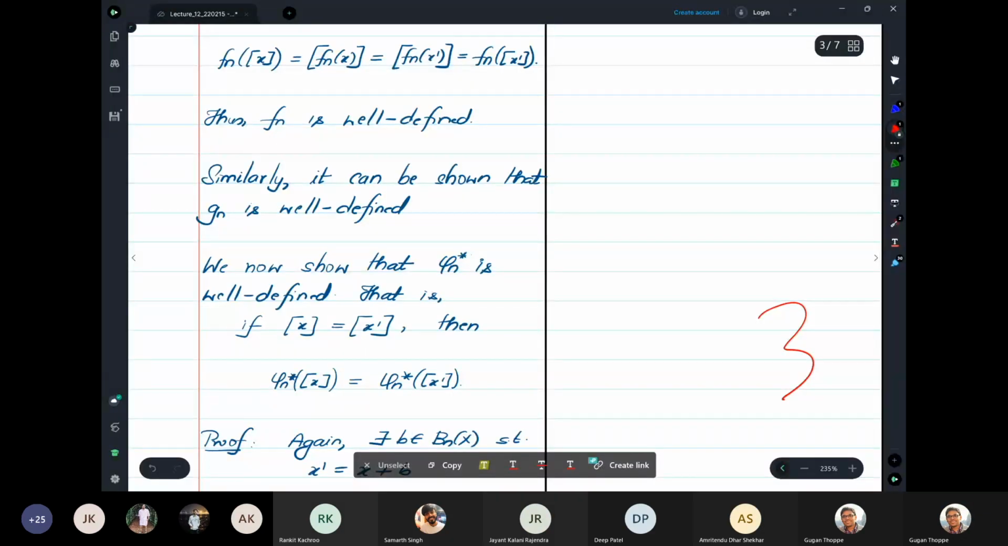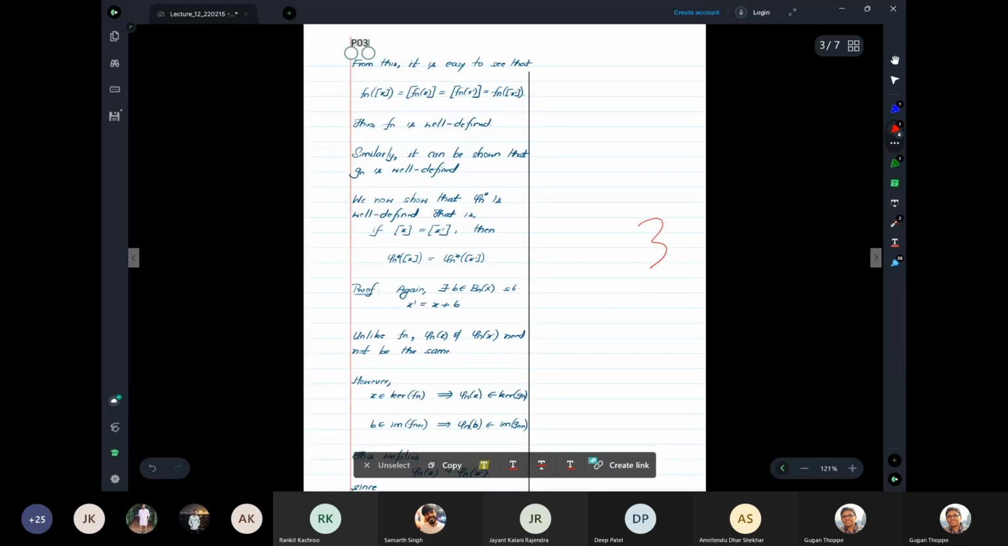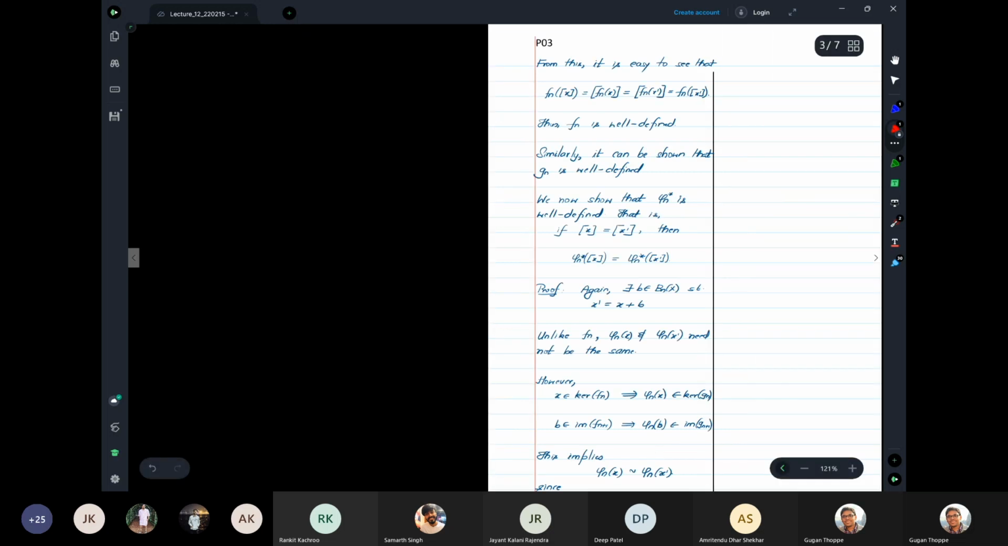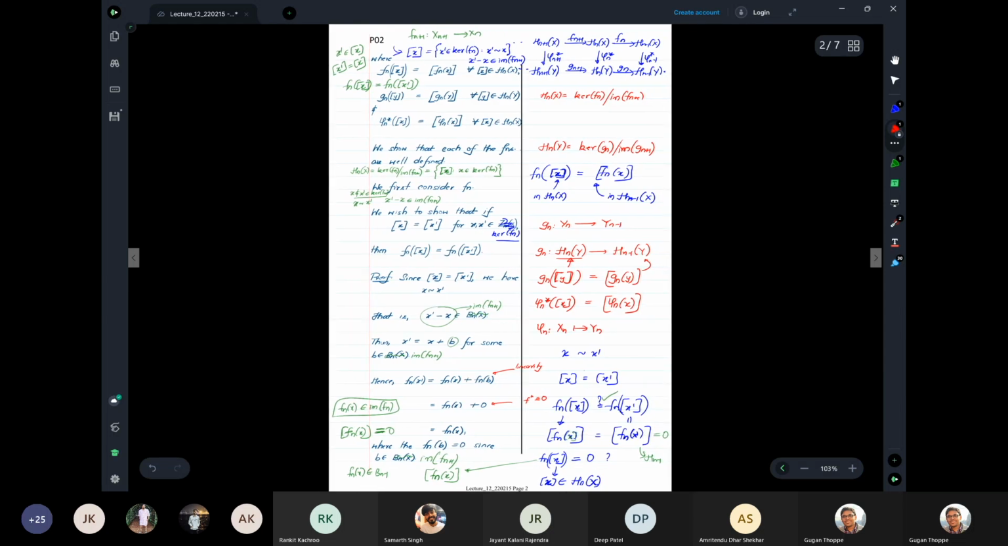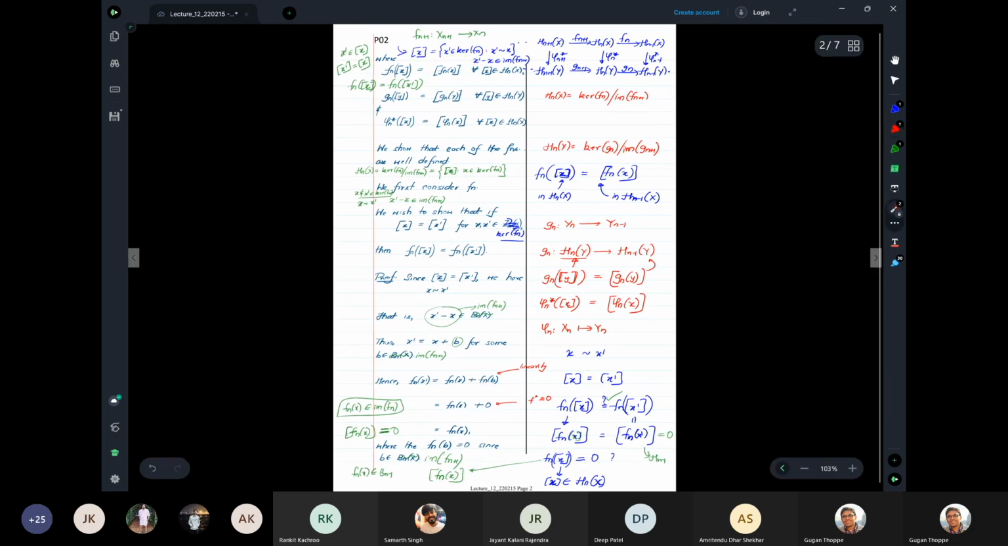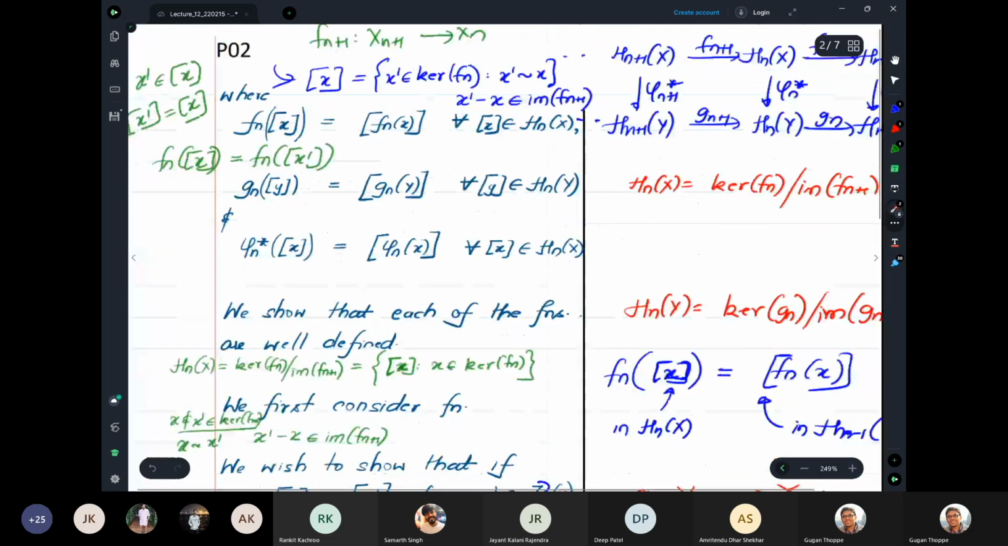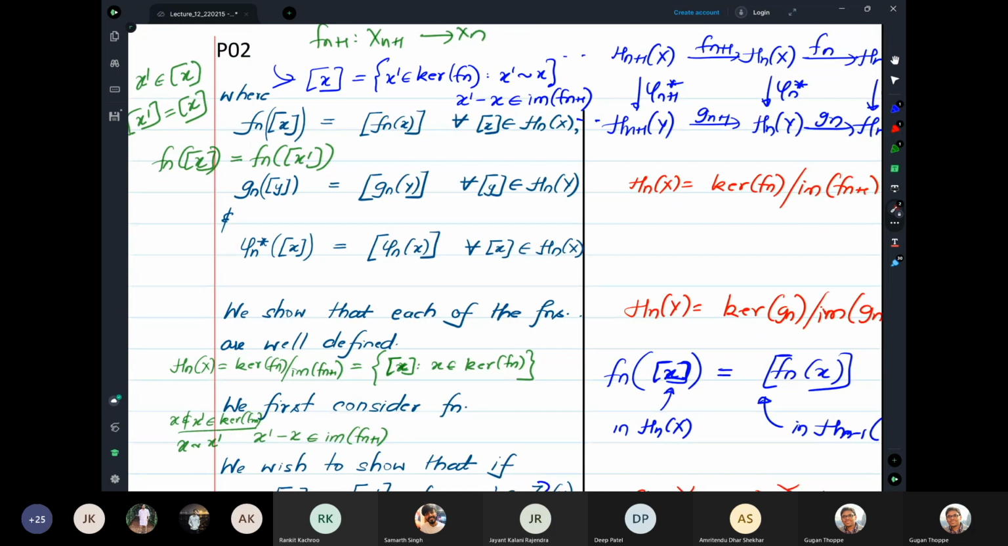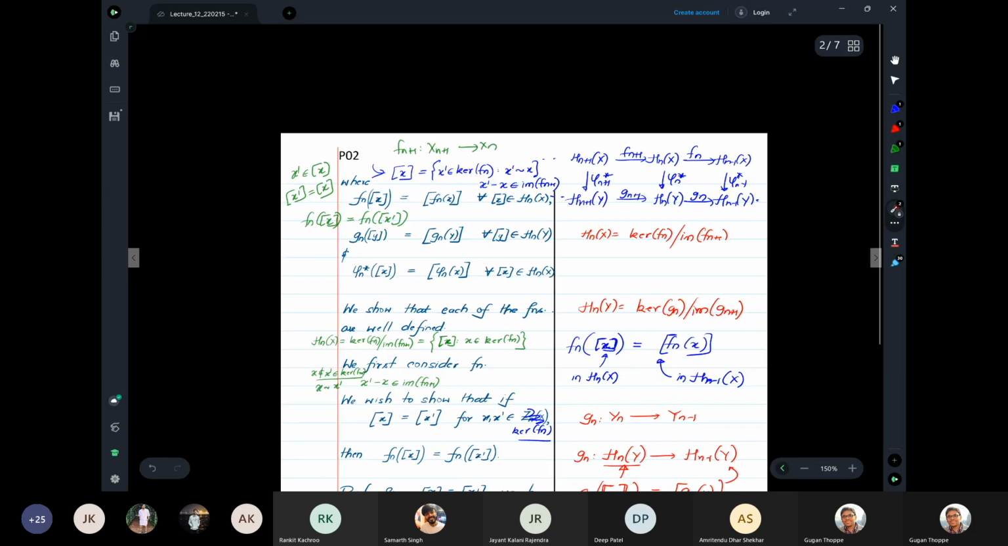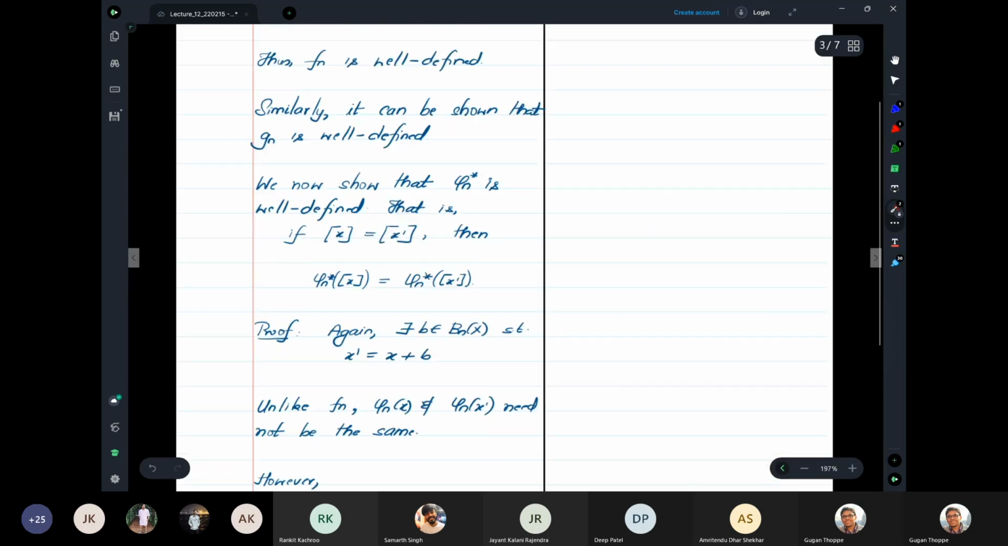As I said, the f_n and g_n part is not that difficult to see why this function is well defined. However, I hope you are all able to appreciate why we need to verify that these definitions are well defined. We are defining this function on a set, and at first look, it may appear that this definition depends on the representative that we are choosing for our equivalence class. So we have to make sure that this definition does not depend on the representative that we choose for this equivalence class. That is why we need to make sure that this definition is correct.